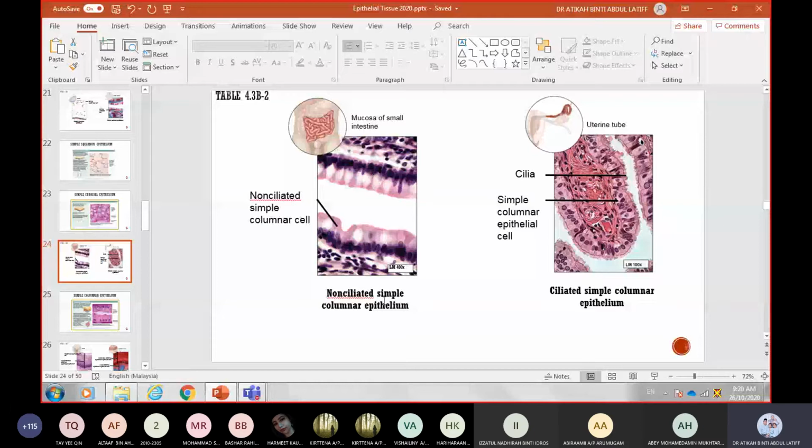Okay, in non-ciliated simple columnar epithelium, there's no cilia. For example, in the small intestine, the mucosa is non-ciliated simple columnar epithelium. Simple again because there's only one cell thick. So you can see this is only one cell, but it is columnar shape, which is tall shape here as well. This is only one cell thick. But this one has cilia, so the name is slightly different.